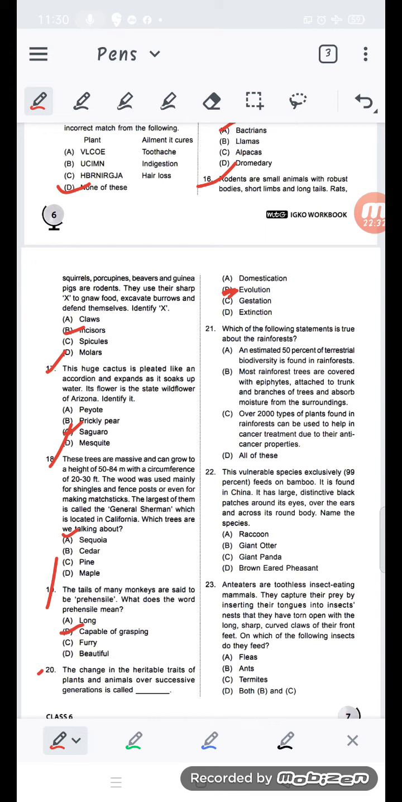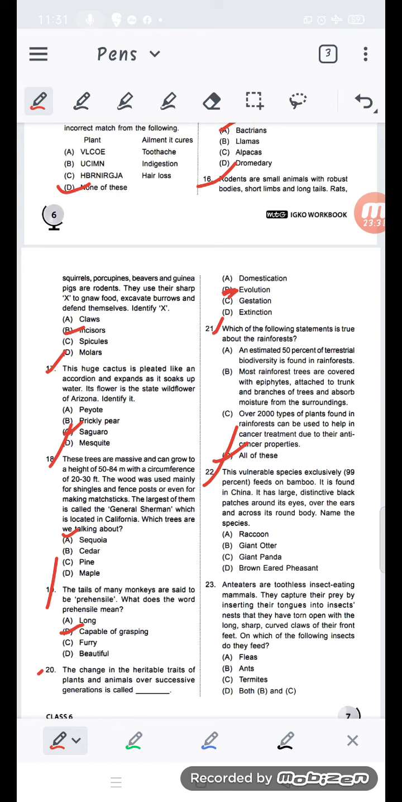Which of the following statements is true about the rainforests? An estimated 50% of terrestrial biodiversity is found in the rainforests. Number B, most rainforest trees are covered with epiphytes attached to trunks and branches of trees that absorb moisture from the surroundings. Over 2000 types of plants found in the rainforest can be used to help in cancer treatment due to their anti-cancer properties. Yes. So option D, all of these, is the correct answer for question 21.